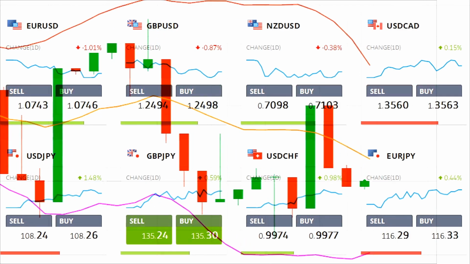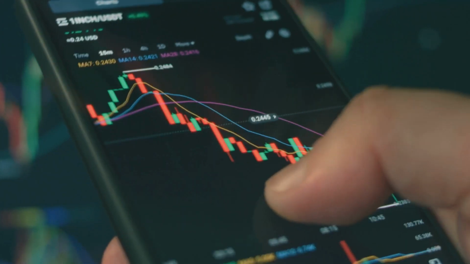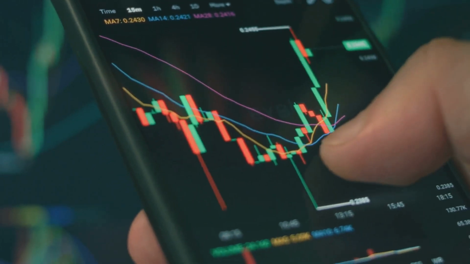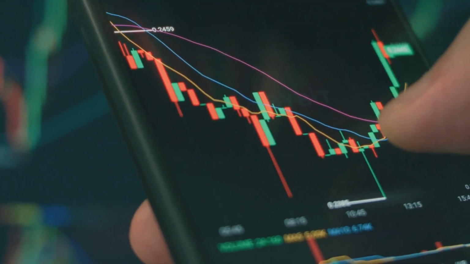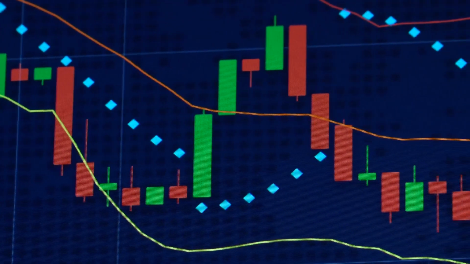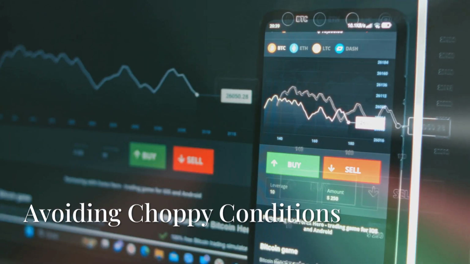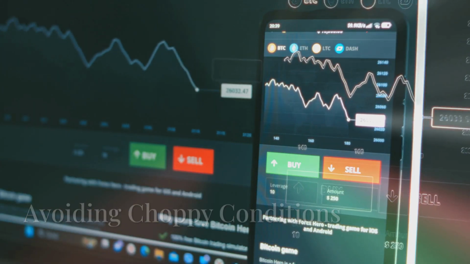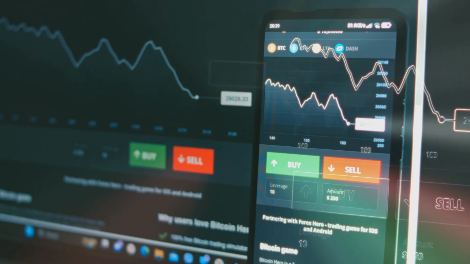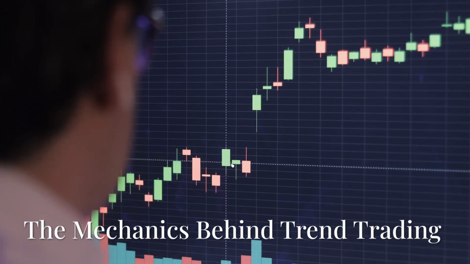There are three main types of trends. First, we have the uptrend, which is characterized by higher highs and higher lows. This indicates bullish market sentiment. Next, there's the downtrend, where you see lower highs and lower lows. This reflects bearish momentum. And finally, we have the sideways or ranging market, where the price moves within a horizontal channel, showing no clear direction. Understanding these trends helps you avoid trading during uncertain or choppy conditions, which can lead to frustrating losses.